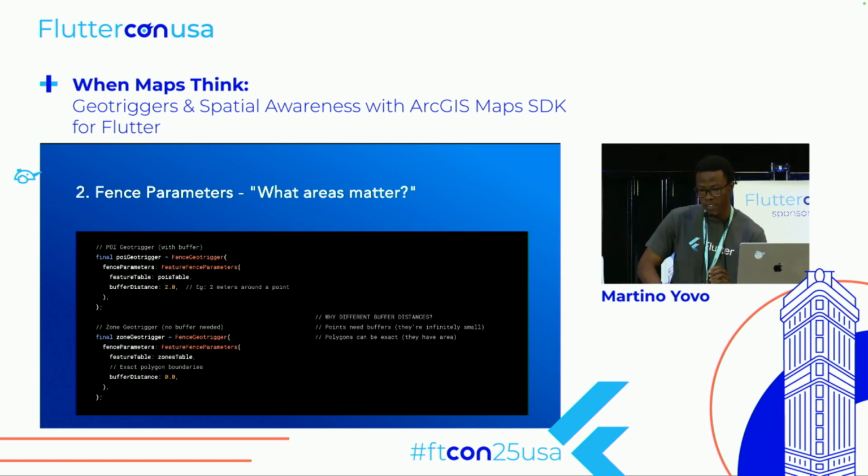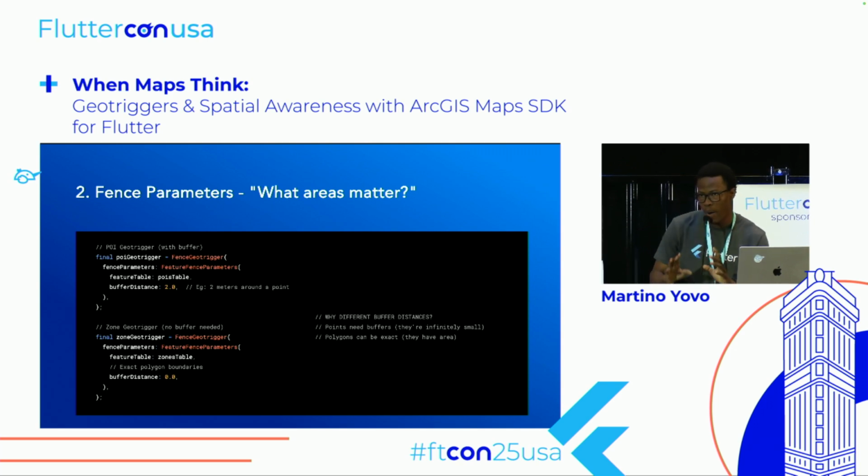And the second thing is what area matters. So for that, you will need the fence parameters. And here's how you define it. So we have mainly, in our case, two different types of zone we want to represent. So we have points and also areas.